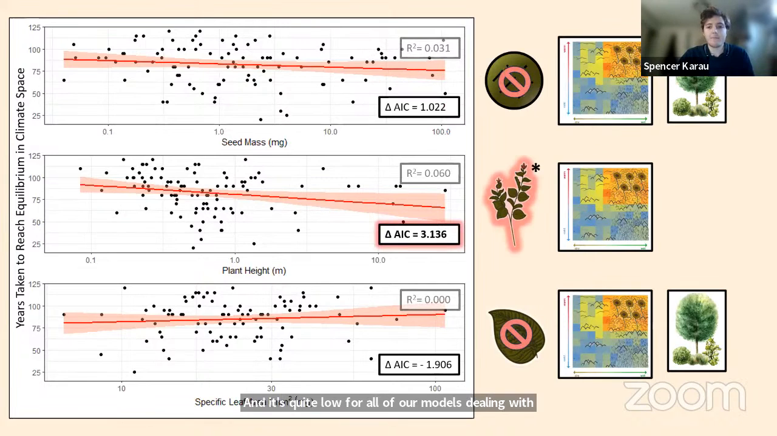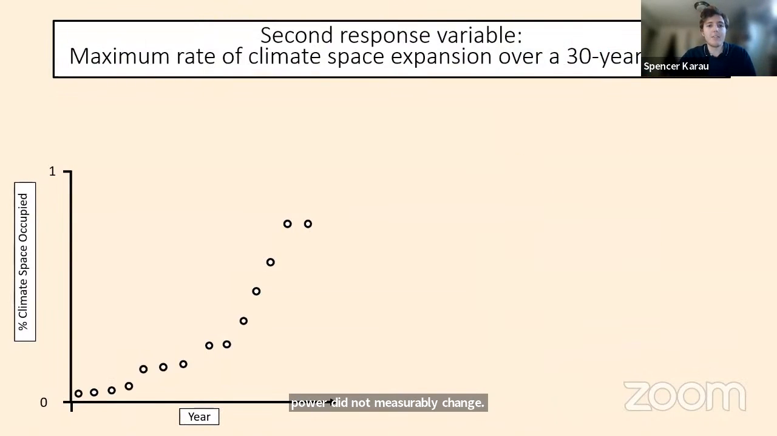What's more, we found that adding the trait terms to our model actually did not improve the predictive power of the model in all cases except for plant height. That is to say, when we added seed dry mass or specific leaf area to our model with our other covariates, the predictive power did not measurably change. Okay, so the second response variable we used to try to answer our question was rate of spread, specifically the maximum rate of spread in climate space over a 30-year period.